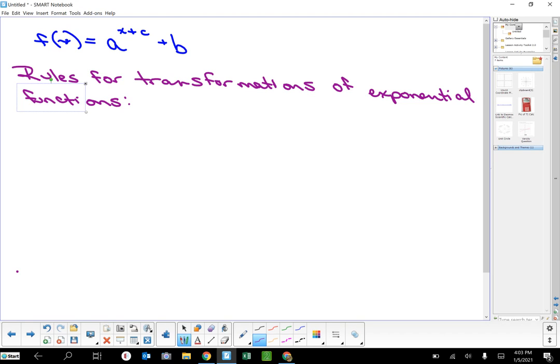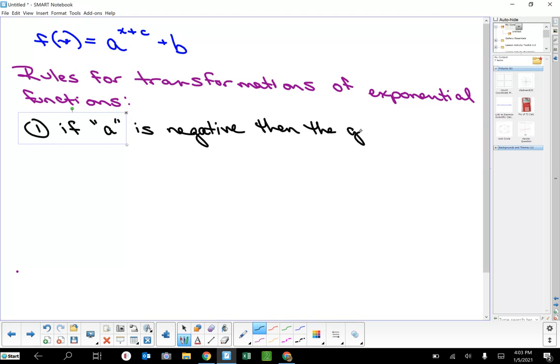Okay, here's the first one. One. If a is negative, then the graph is reflected about the x-axis.